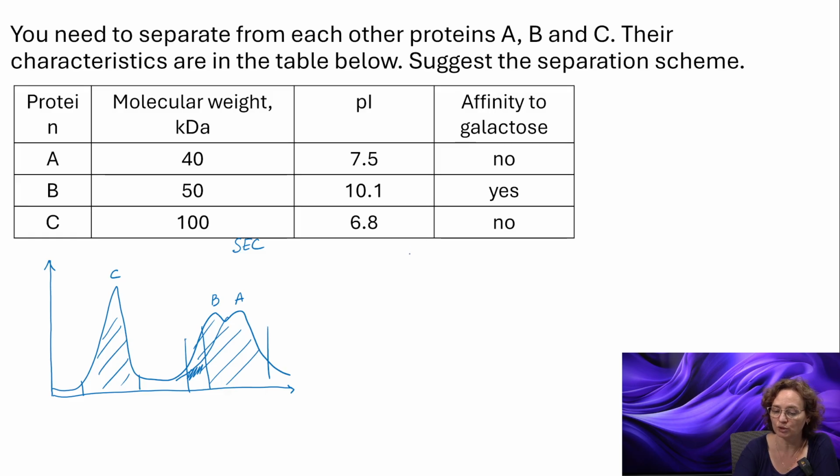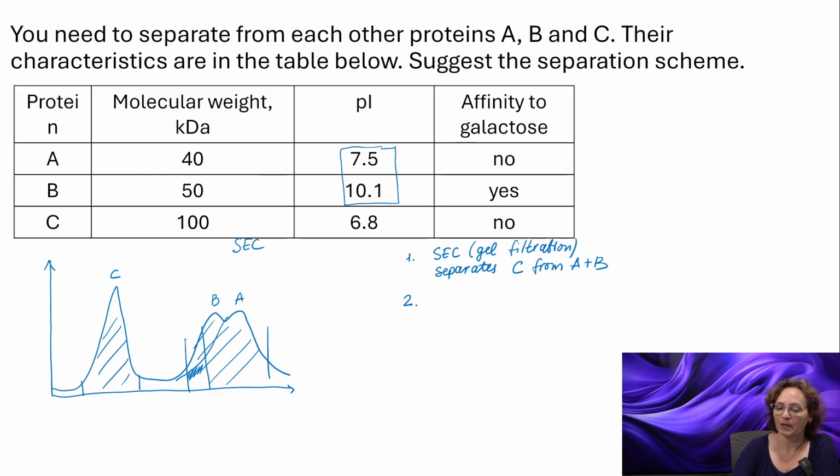But you can use size exclusion chromatography as your first step, for example, to separate protein C from a mixture of A and B. And then the second procedure should take into account differences between protein A and protein B. And as you can see here, the pI of those proteins is pretty different.